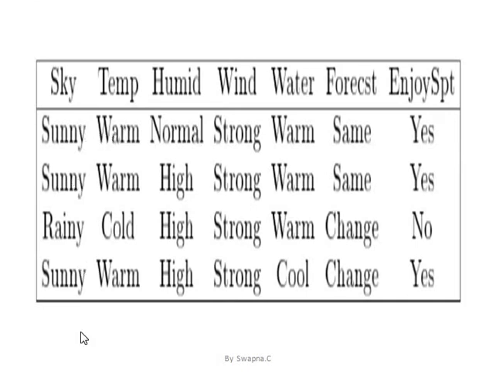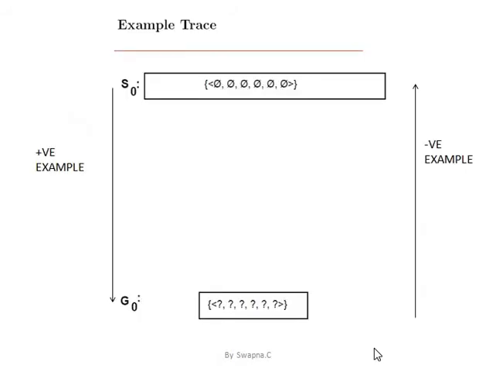I said 4 training instances are there. In that, the target concept value yes we consider as a positive training example, and the target concept value no we consider as a negative training example. Depending upon the steps, we need to find at every step. In the first step, as I said, we start with the maximally specific hypothesis and the maximally general hypothesis.